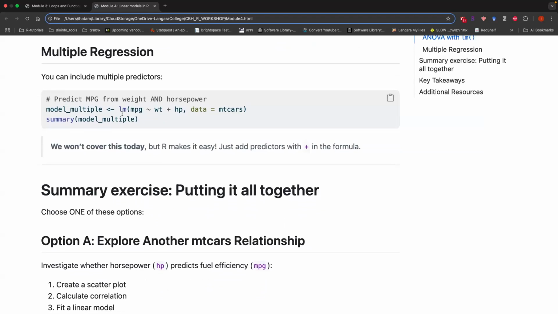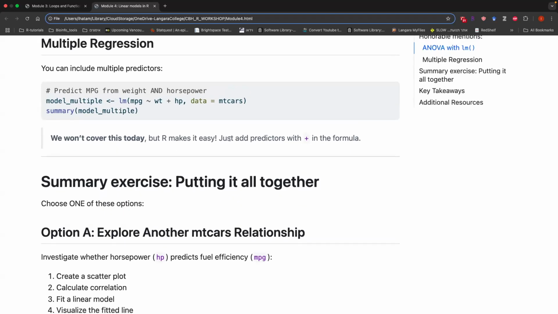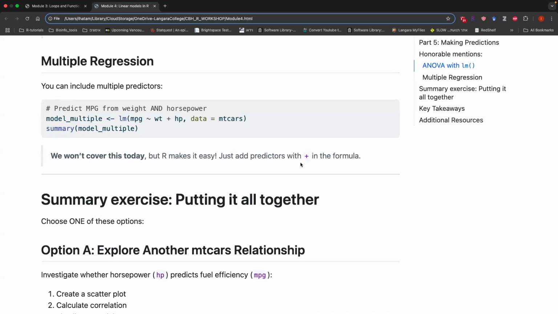Another one is multiple regression, right? So you can use multiple predictors for Y. For example, not just weight, maybe also add horsepower. Maybe higher horsepower means lower MPG as well, right? Maybe it will help us explain our data better. So again, you're using the same function, different arguments, and you can run it, right? We won't cover it today, but R makes it easy. Just add predictors with the plus to the formula.